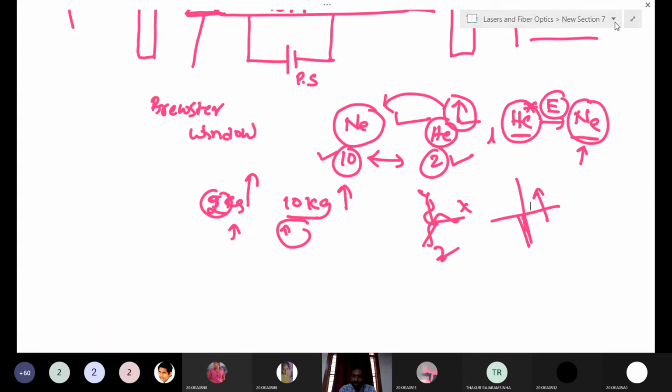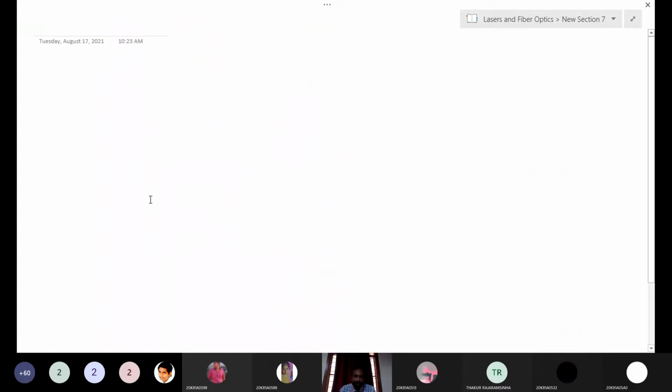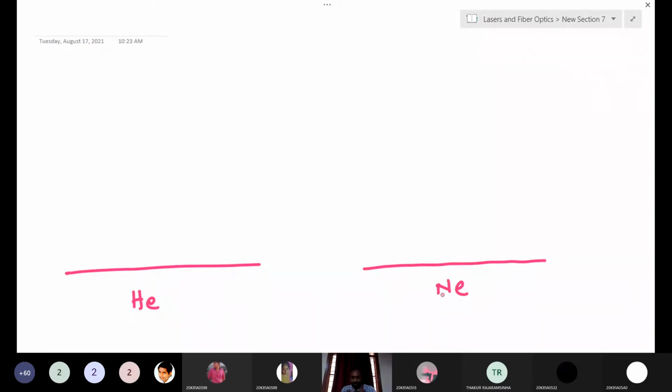Now we'll see the energy level transition, how the lasing action takes place in an atom. So here helium is there. First you take helium energy levels, and here you take neon energy levels. Because we are drawing two energy levels, two atoms are there, we have to consider. Actually yesterday also I discussed why we are mixing different elements: to create a different metastable state. Okay, any doubt?